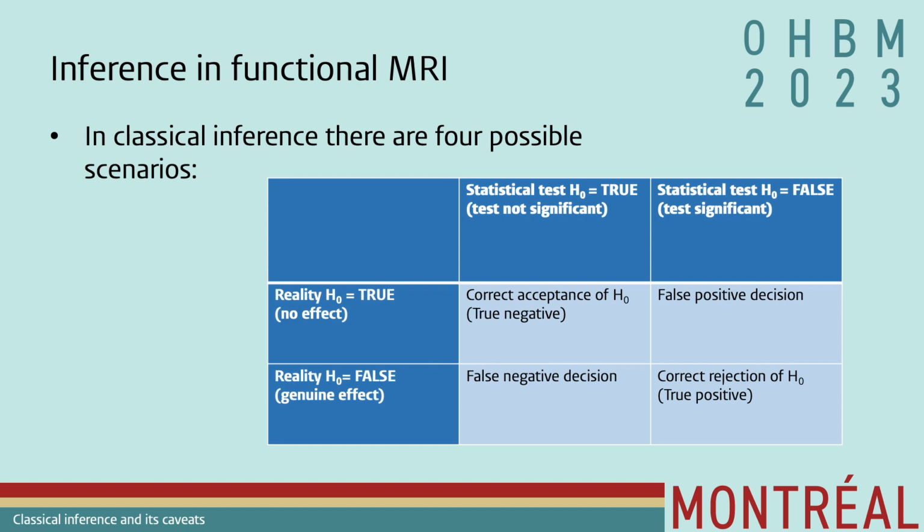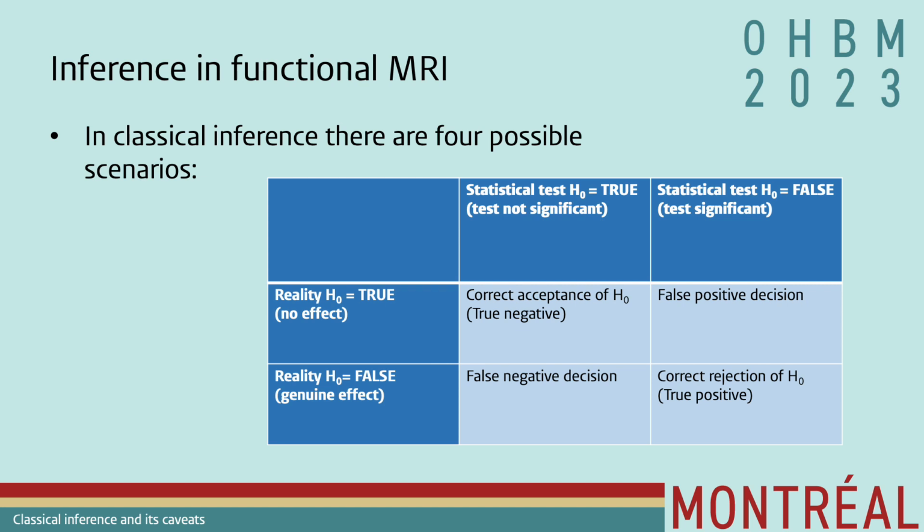So in reality, there is no difference between the two conditions, and our statistical test also says this voxel is not significant. We can also have the correct decision where in reality there is an effect, so this voxel is actually more active in one condition than another, and our statistical test also rejects our null hypothesis. So the test is significant. Then we have a true positive, where we correctly reject the null hypothesis.